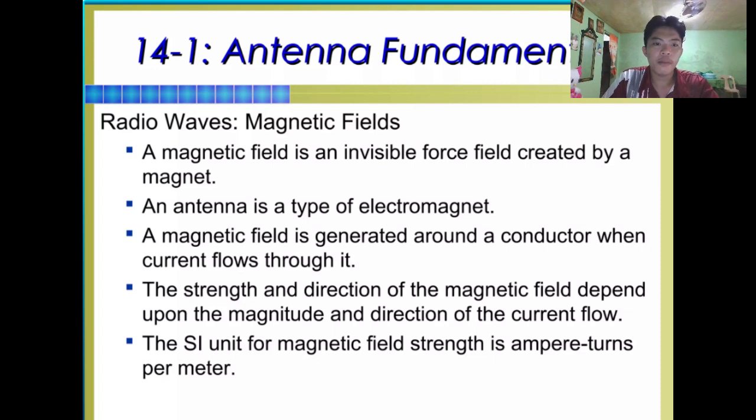Radio waves, magnetic fields. A magnetic field is an invisible force field created by a magnet. An antenna is a type of electromagnet. A magnetic field is generated around the conductor when current flows through it. The strength and direction of the magnetic field depend upon the magnitude and direction of the current flow. The SI unit of magnetic field strength is ampere-turns per meter.